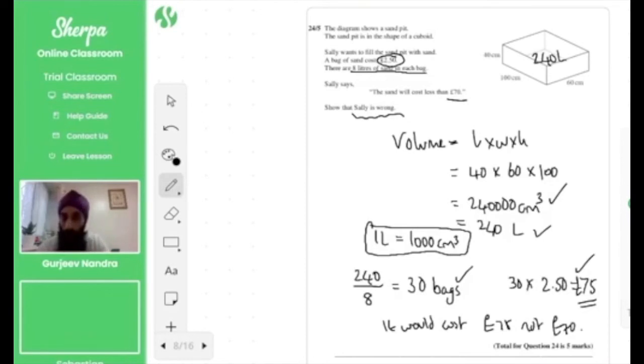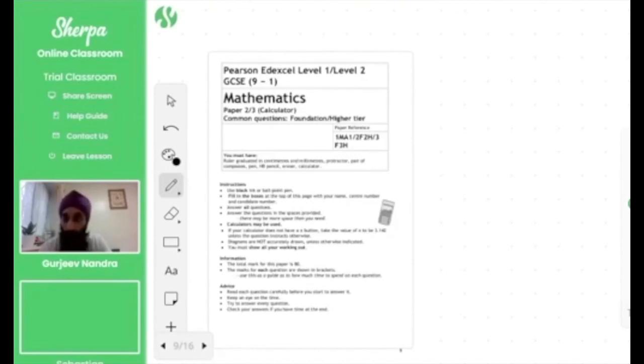I think we'll go with one more problem, and have this as a calculator paper problem.